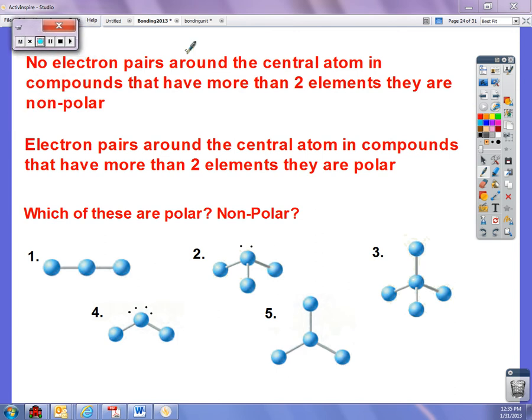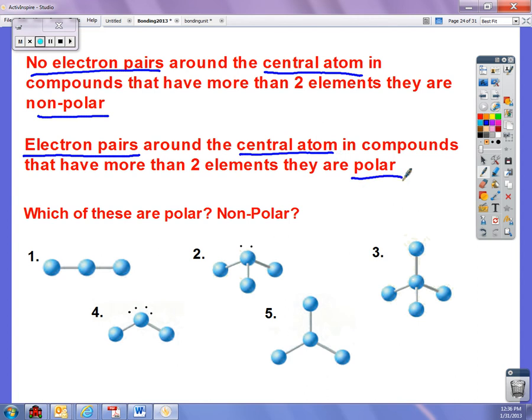I want to talk about polarity. We have a couple of clues. We can use our electronegativity table and values to tell if a covalent compound is polar or nonpolar. Or we can follow a couple of simple rules. The first one says no electron pairs around the central atom. When I'm talking about a central atom, of course, we're talking about a molecule that has two or more elements. If there are no electron pairs, then we can most of the time say they're nonpolar. However, if we have leftover electron pairs around the central atom, then we can say they are polar.